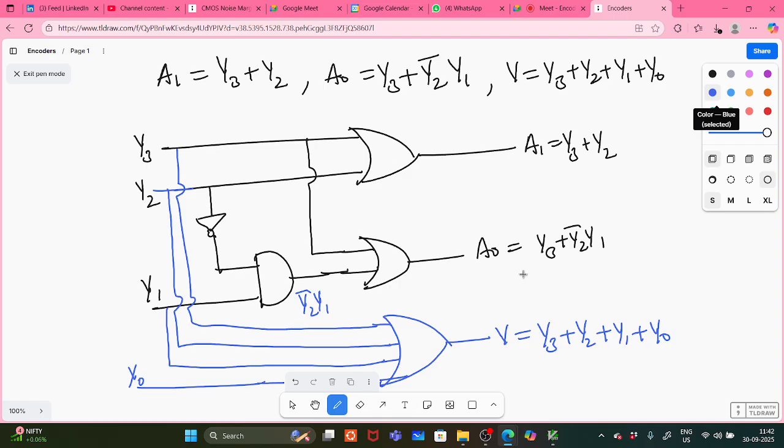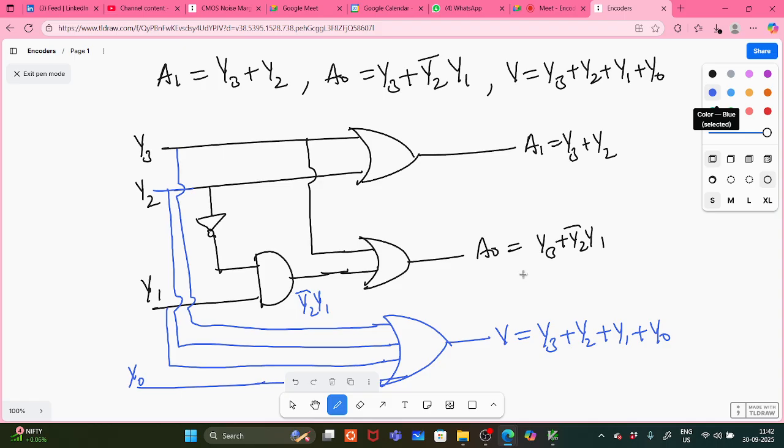In the priority encoder, the inputs have priorities. y3 has the highest priority and y0 has the lowest priority. If two or three inputs come at a time, the one with the highest priority appears at the output. Also, there is one more output, the valid output. It checks whether the given inputs are valid or not. If the given inputs are not valid, it gives output 0. If they are valid, it gives output 1.